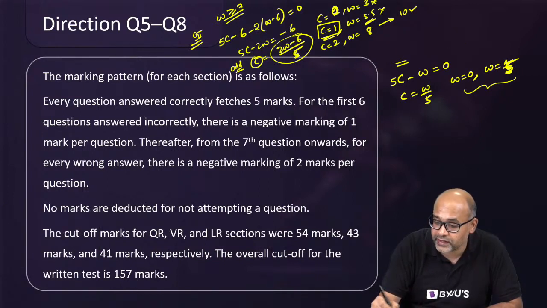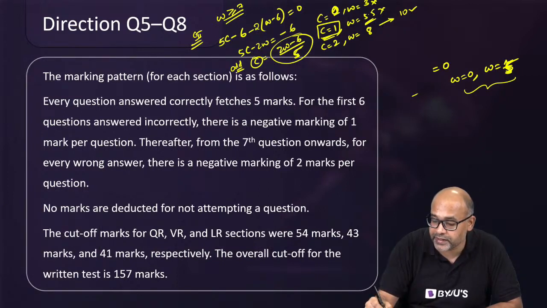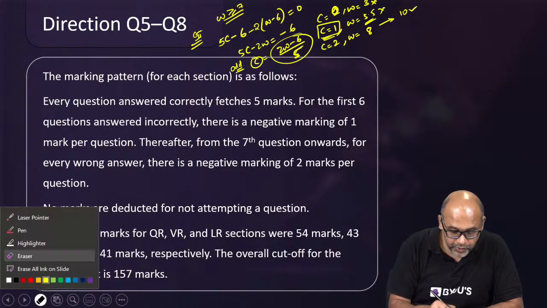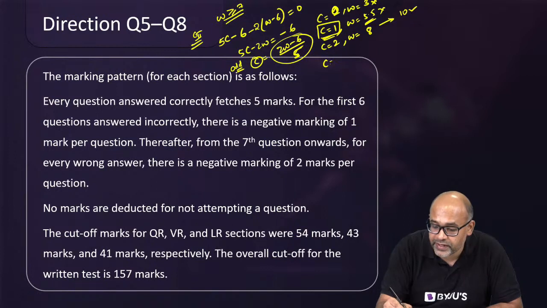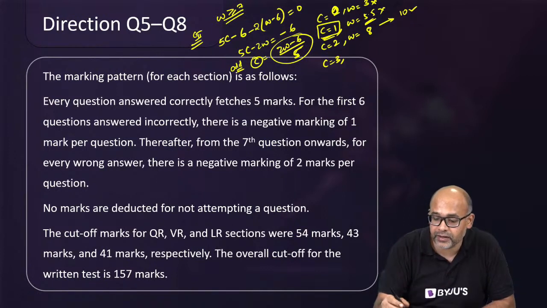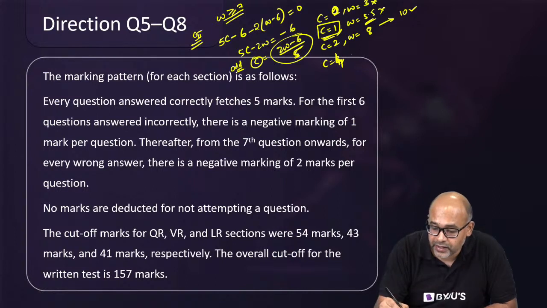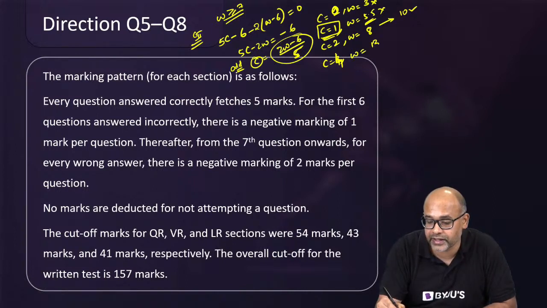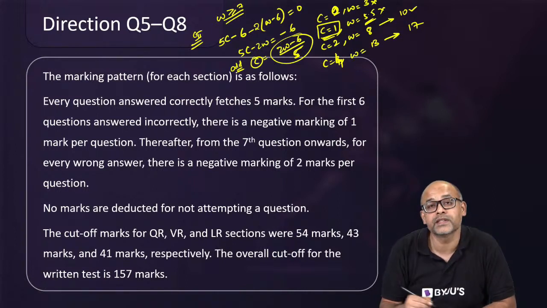Already we got 2 cases initially, 2 possibilities in case number 1. So keep that in mind. So here C is 2. What happens if C is 3? If C is 3, 15 is not possible. So C is 4, 20 plus 6, 26. So your wrong will be 26 by 2, which is 13. So total is 13 plus 4, 17.